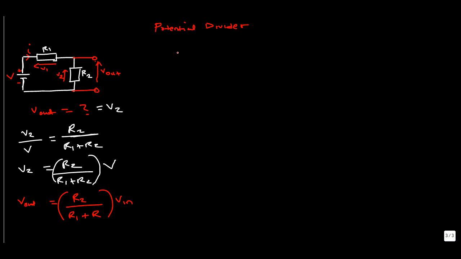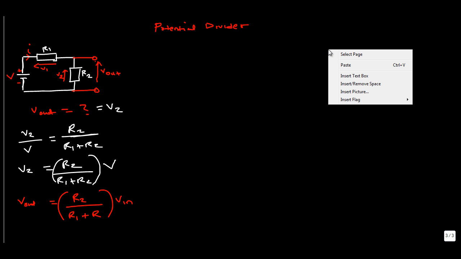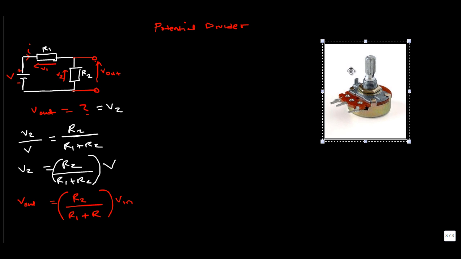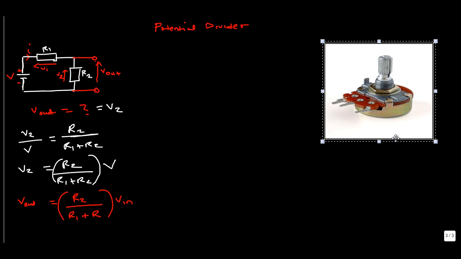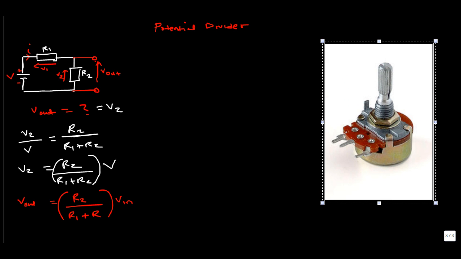An example of the application of this circuit potential divider theory is actually in an instrument called a potentiometer. I have gone to the Wikipedia page and copied an image of a potentiometer, and I'm going to try and paste it. Okay, here it is. I'm just going to make it slightly bigger. So this is a potentiometer, and as the name implies, a potentiometer is an adjustable voltage divider.